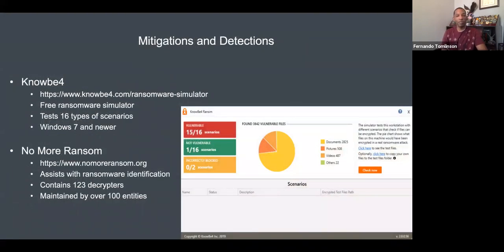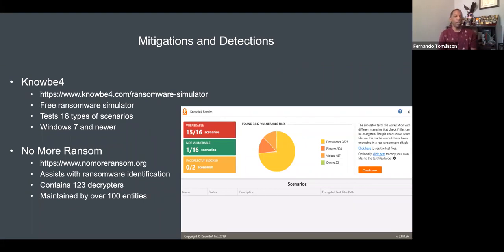Okay, from a mitigation and detection standpoint, we've got a couple of things out there. There's Know Before. It's a free ransomware simulator for Windows 7 and newer, and you can download this, execute it on your machine, and based upon the security posture of your machine, it will come back with a number of scenarios and tell you how many files would have been encrypted had it been malware, and then give you some recommendations. So there's nothing better from a simulation standpoint than this. And at the time of this recording, if you will, this presentation, 16 scenarios. So they continuously are trying to add to it.